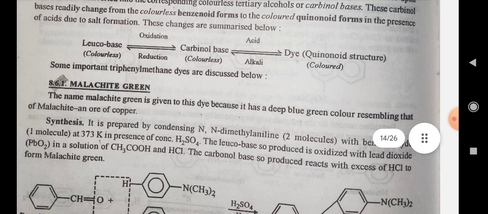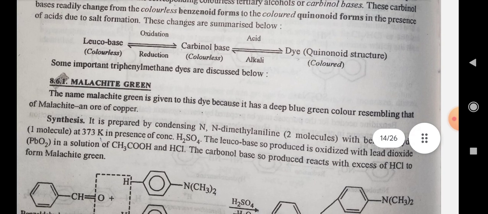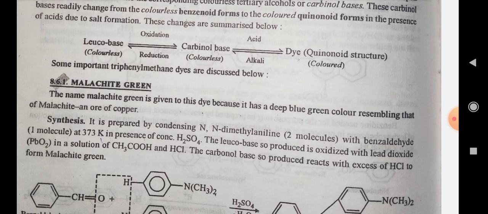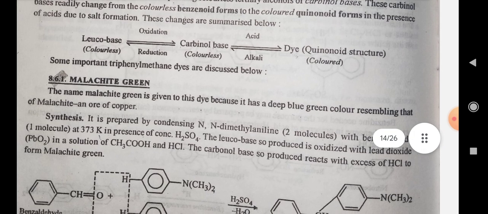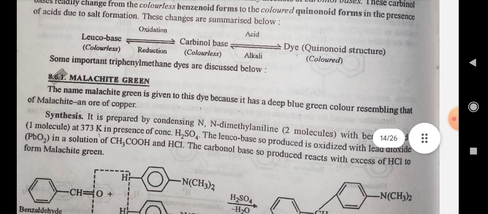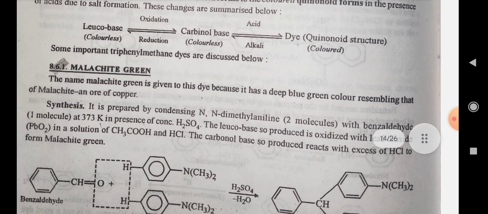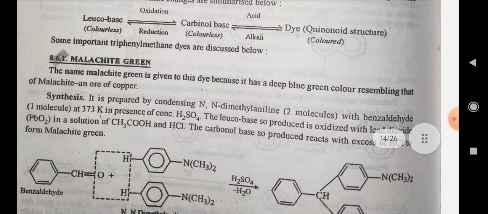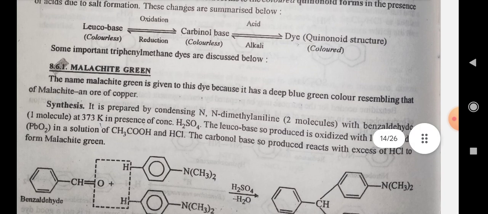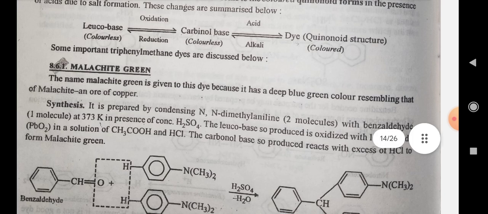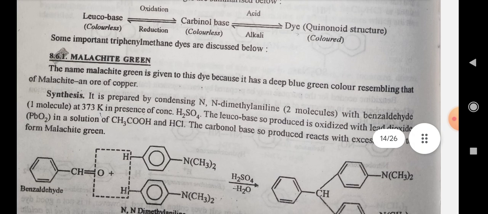These carbinol bases readily change from the colorless benzenoid forms to the colored quinonoid forms in the presence of acid due to the salt formation. These changes are summarized below. Leuco base is oxidized and reduced when the carbinol base is formed as a product. When carbinol base reacts with acid, the dye is formed as a product.